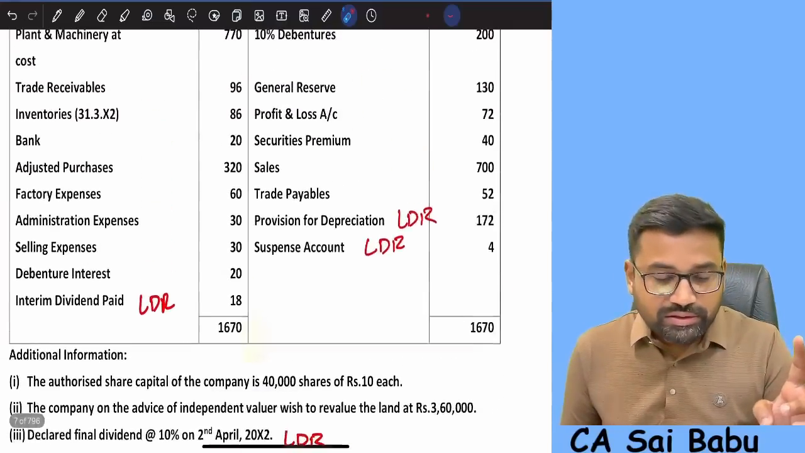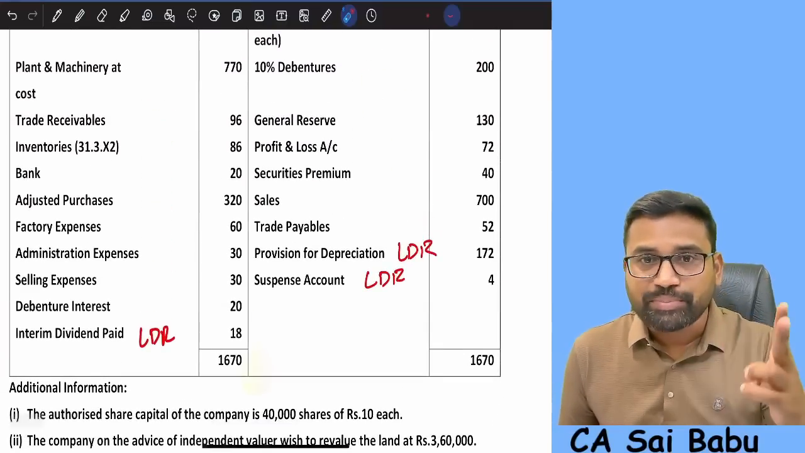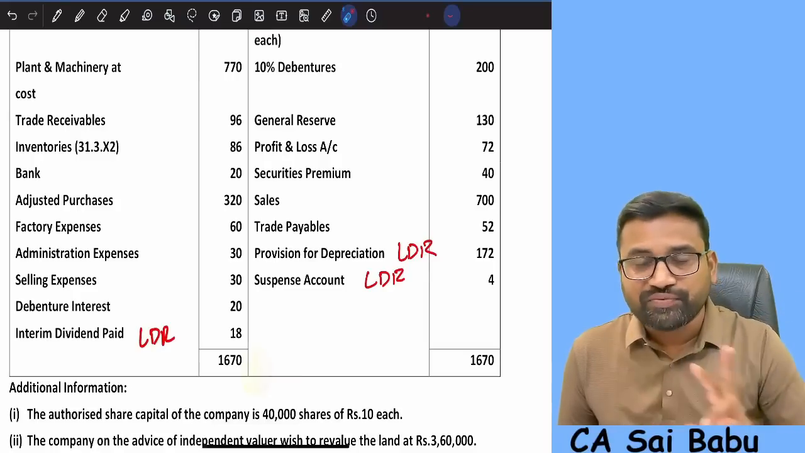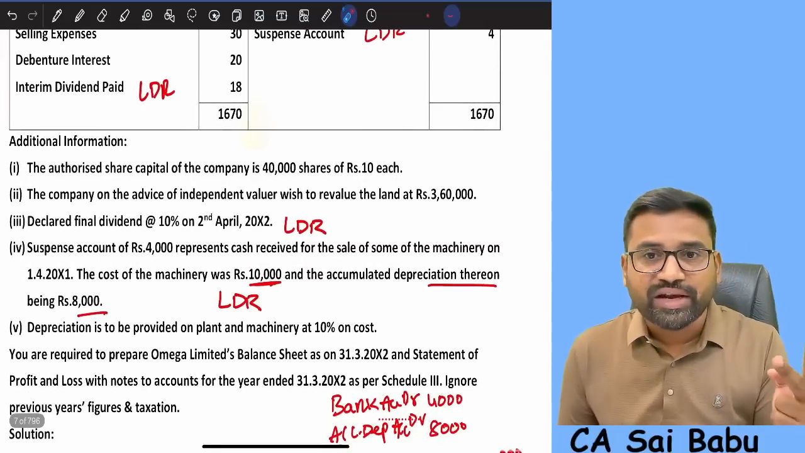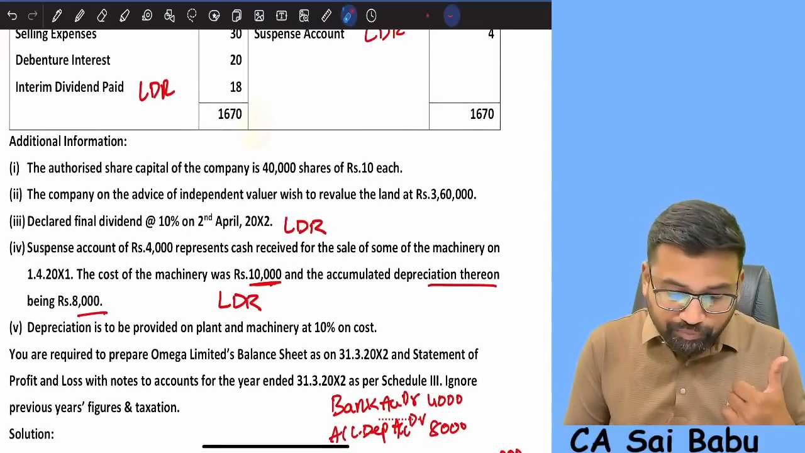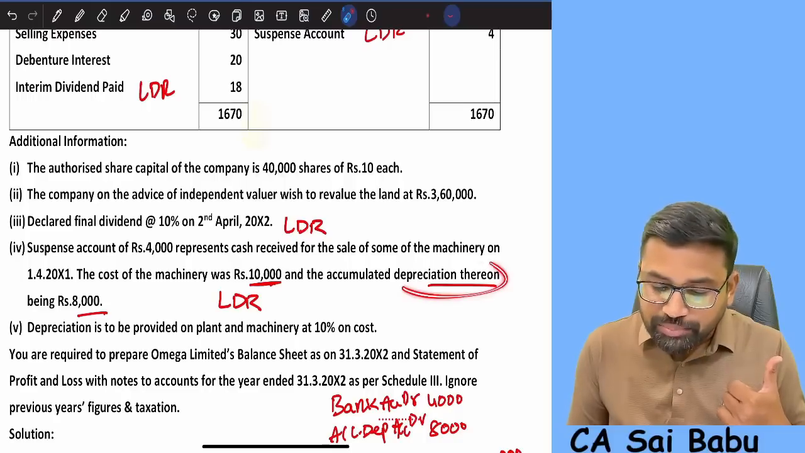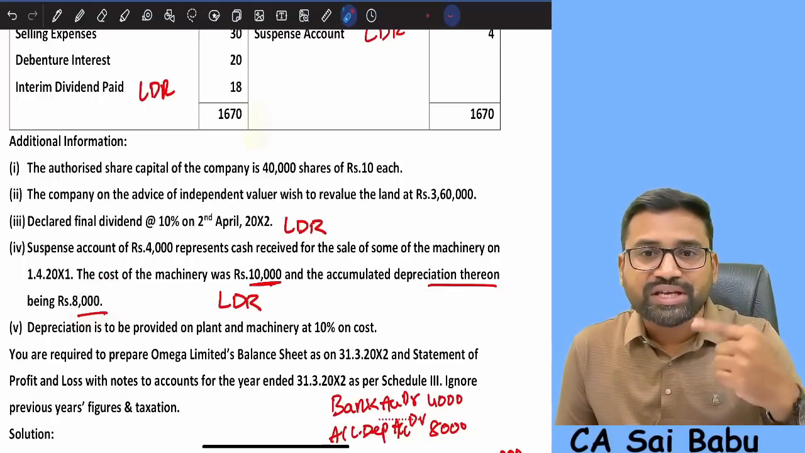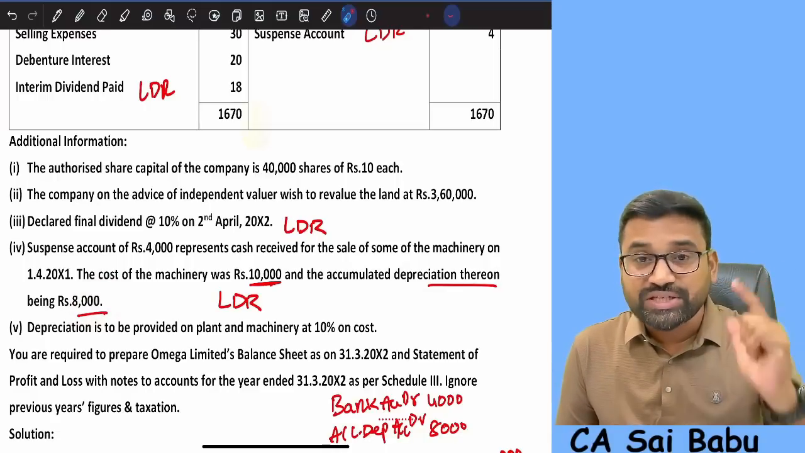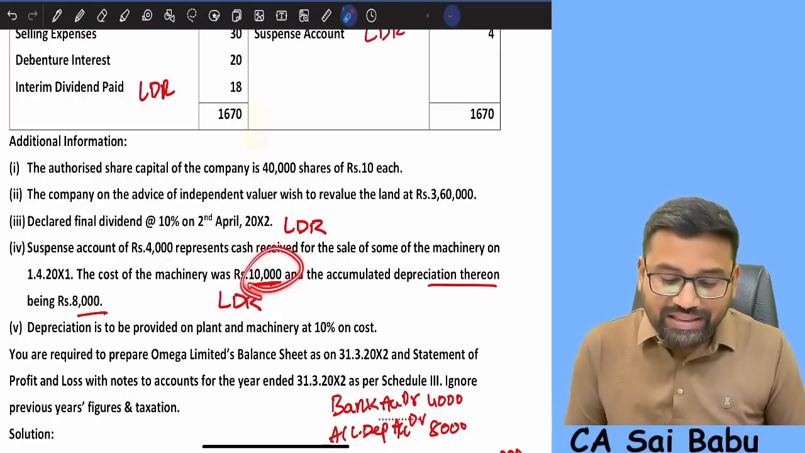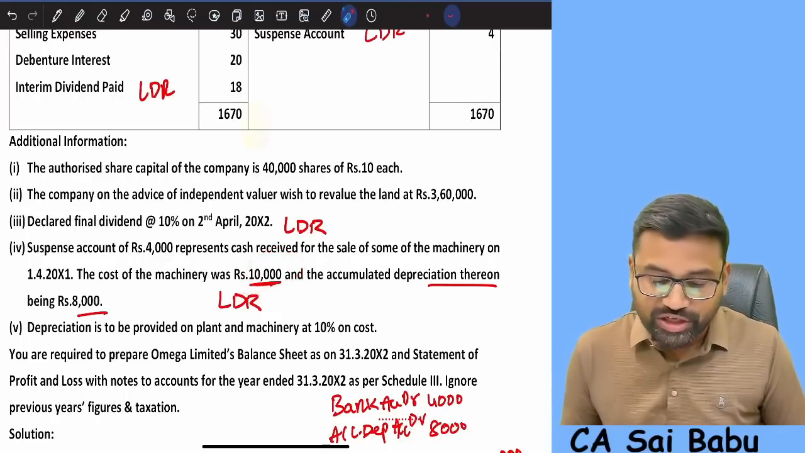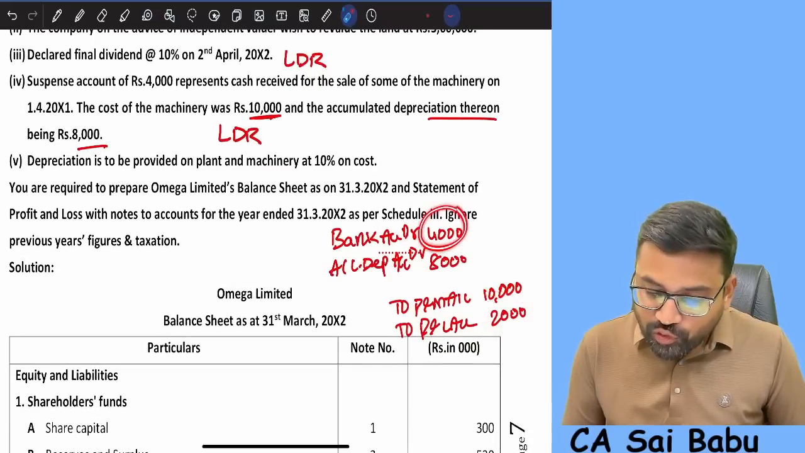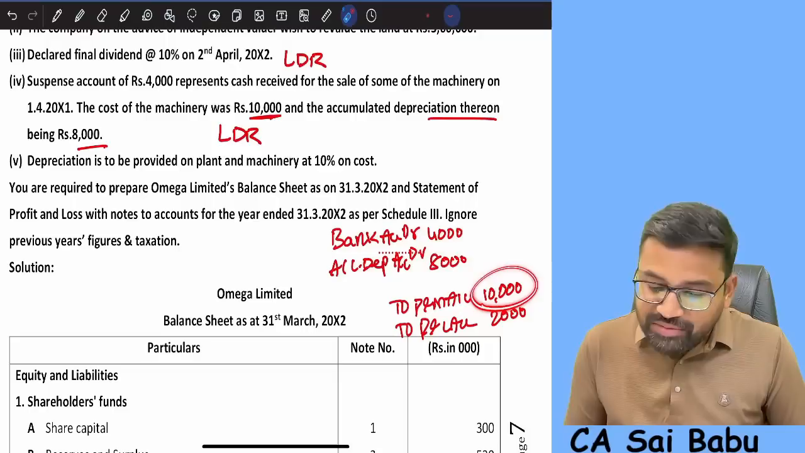Now, whenever the cost of the asset and provision for depreciation are given separately, sir, the adjustment also will be done separately for the cost as well as provision for depreciation. Now, in this case, what is the entry the company will write? Cash or bank account debit 4,000, accumulated depreciation or provision for depreciation account 8,000, because whenever an asset is sold, sir, the corresponding depreciation against it is also cancelled. So provision for depreciation account debit 8,000, to plant and machinery 10,000, to P&L account, that is profit on sale of machinery 2,000. So here the profit is 2,000 which will be transferred to P&L account. Bank account 4,000, accumulated depreciation cancelled 8,000, plant and machinery 10,000.